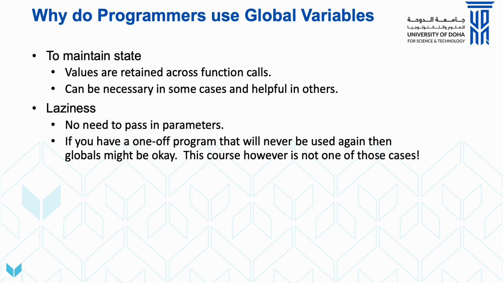All right, so why do programmers actually use global variables? You need it sometimes to maintain state. So if I really wanted to record how many pages were printed, I have no choice. So it can be necessary. Sometimes it can be helpful. And really the biggest reason is laziness.